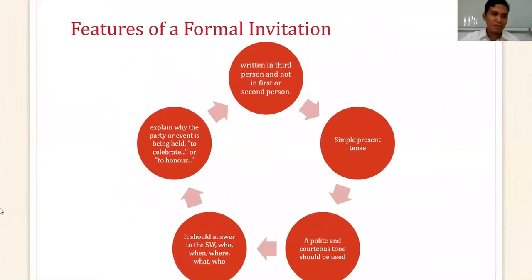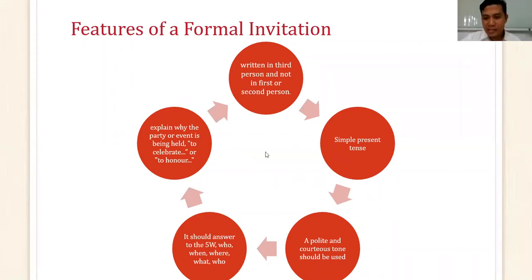Now the features of a formal invitation. What are the features, the characteristics of a formal invitation? Number one, it is written in the third person, not in the first person or second person. For example, Mr. George invites you to their event. It means we use the third person. Even though you are inviting, you don't say "I invite you."